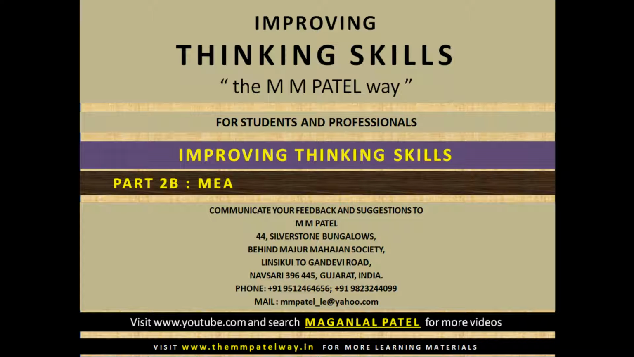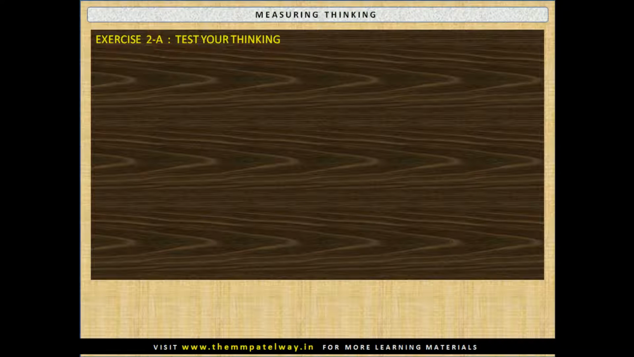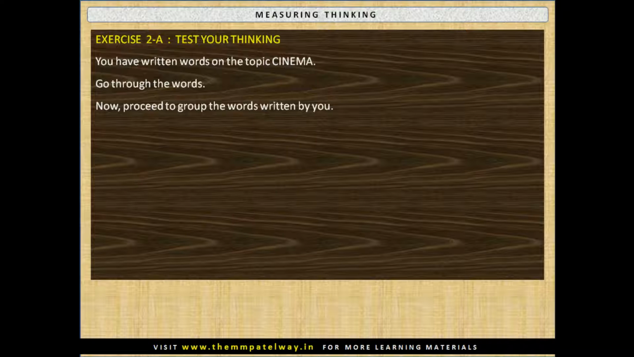Now we come to the second dimension of thinking, that is variety, directions or flexibility. In the last part, you have written words on the topic cinema. Go through the words. Now proceed to group the words written by you.